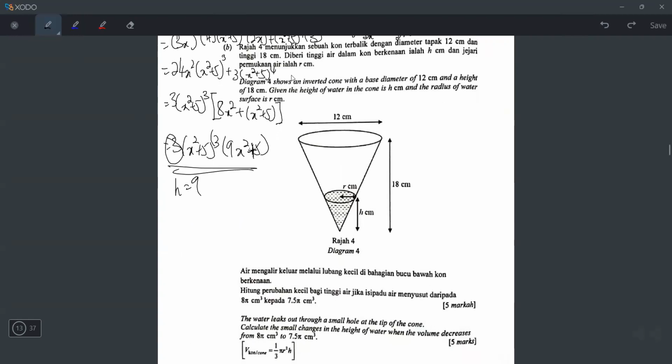Okay, let's go to soalan B. Diagram 4 shows an inverted cone. Inverted means terbalik, with a base diameter of 12. So the radius is 6.